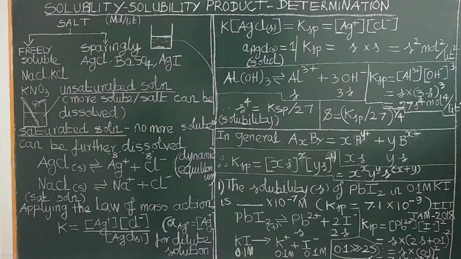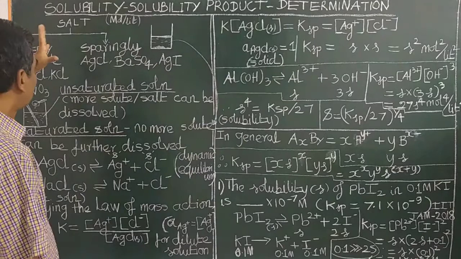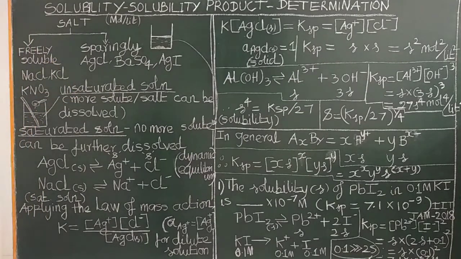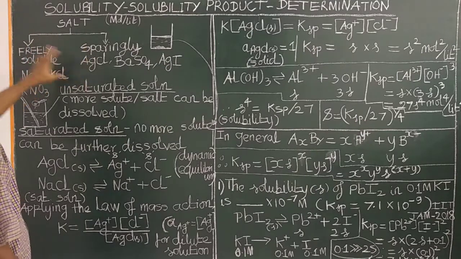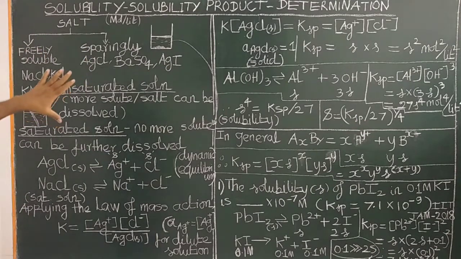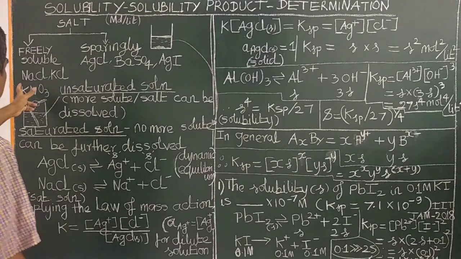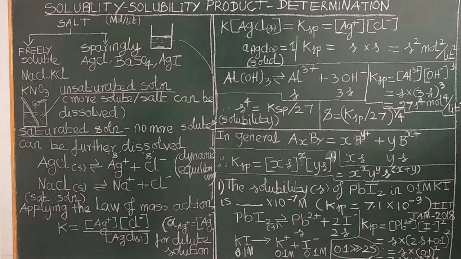Okay. So let us see what are the different types of salts. Solubility of salt. There are two types of salt. Freely soluble salts, for example, sodium chloride, potassium chloride. Such salts are freely soluble. They are also called strong electrolytes.